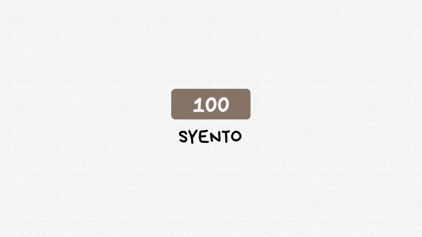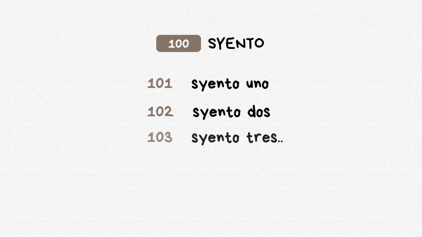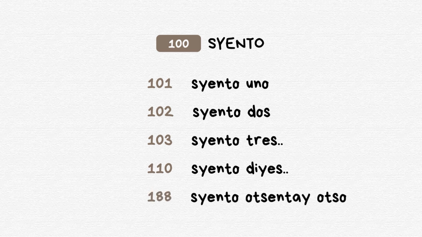100 is ciento, similar to ciento in Spanish. To form 100 and beyond, just add the hundreds and the ones. For example, 101. Ciento plus 1, which is uno. 101, and then 102, 103, and so on. 110 would be 110. And 188 would be 188.